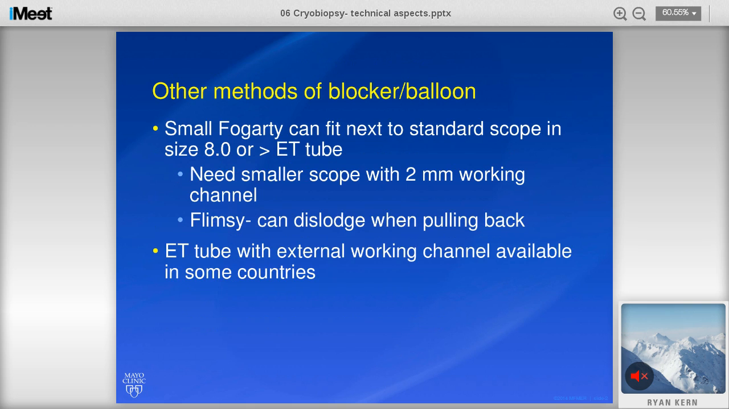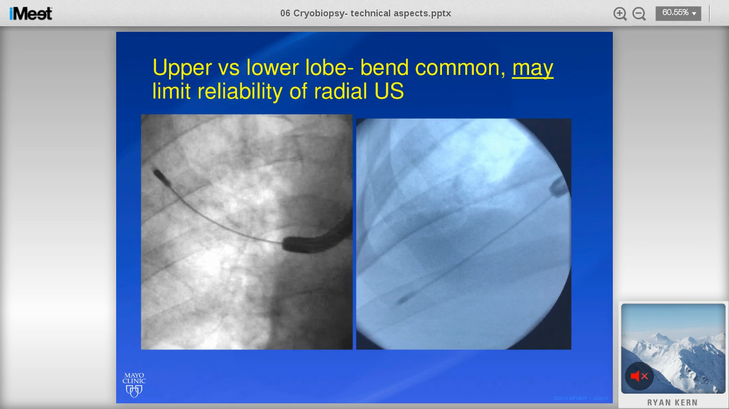In fact, that happened to be the next slide. So the Fogarty balloon in the ET tube next to the bronchoscope, it has to be a pretty small Fogarty, and these end up being kind of flimsy. And so when you pull the whole scope back with the cryoprobe, it can bend and dislodge. I think the Fogarty really pairs best with the rigid bronchoscope, and the nice part about that is you could maybe park it right in the lateral segment or anterior segment because it's a much more pliable tube. So I don't think that that's a bad thing to do in the right setting. There are endotracheal tubes with external working channels out there that are available in some countries.